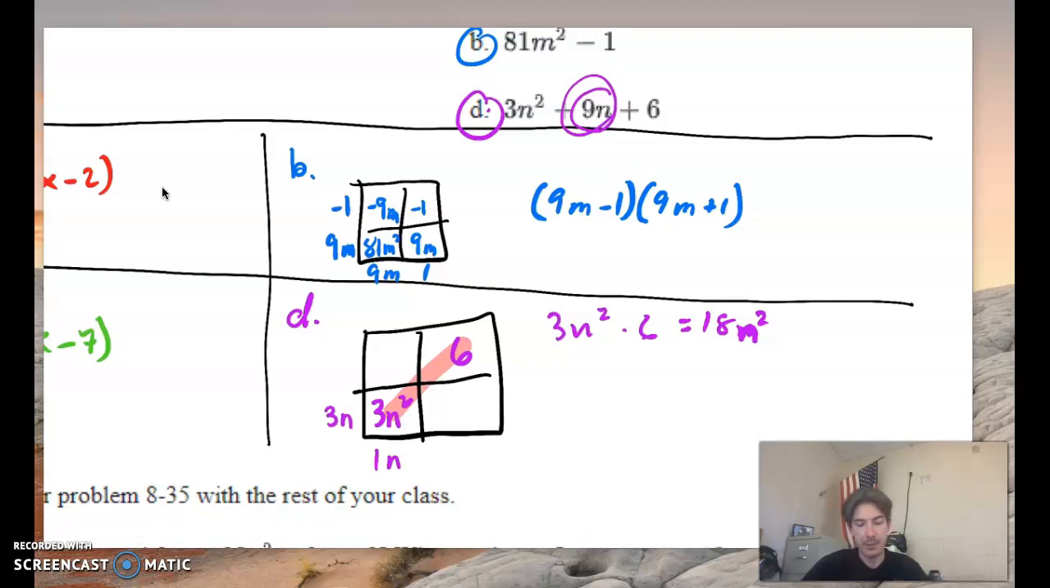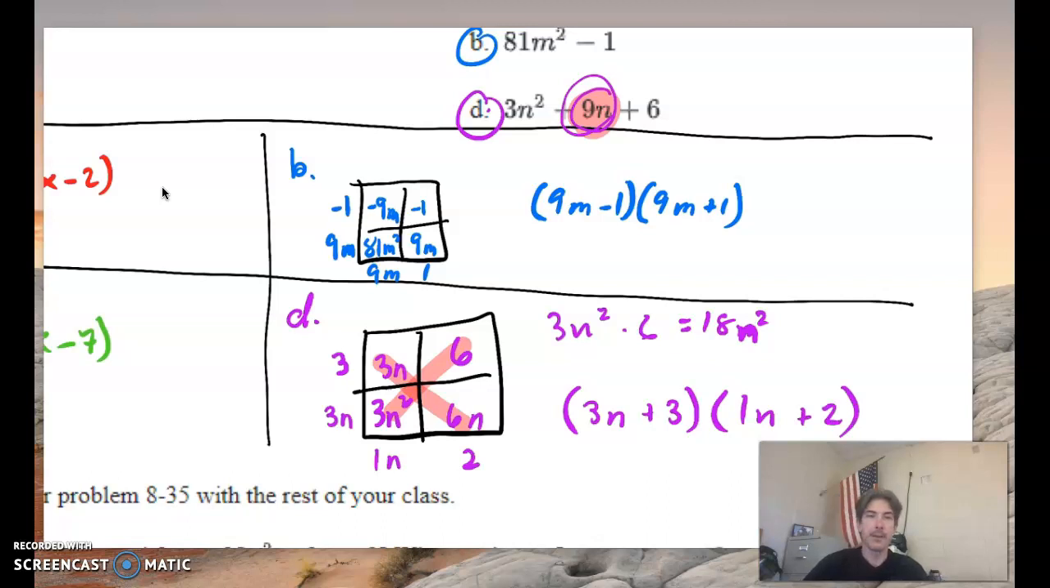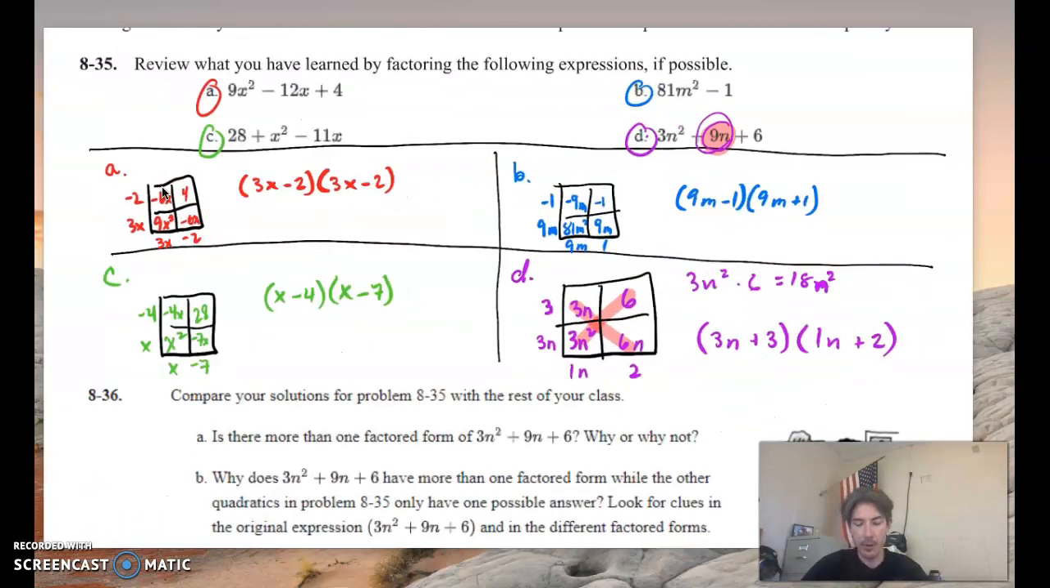So like we said 2 and 3, but we had them arranged with the 3 down here and the 2 up there. So I'll put the 3 up here this time and the 2 down here. Let's see what happens here. Okay, 1n times 3 is 3n. 3n times 2 is 6n. Now is 3n times 6n still 18n squared? Sure is. But what's the difference this time? What is 3n plus 6n? That's the 9n that I need. Okay, so I know this is my correct factorization. I can write this as 3n plus 3, and I can also write it as 1n plus 2. Okay? There's a quick review of some factoring skills that we've been working on.